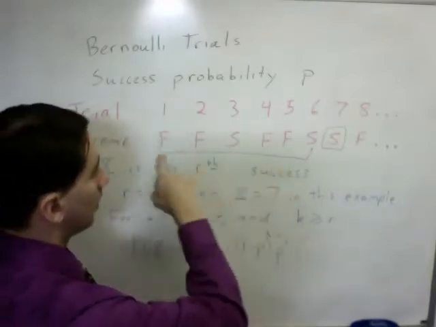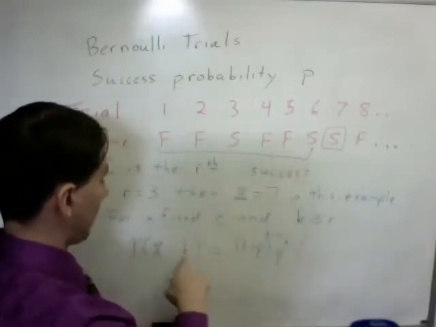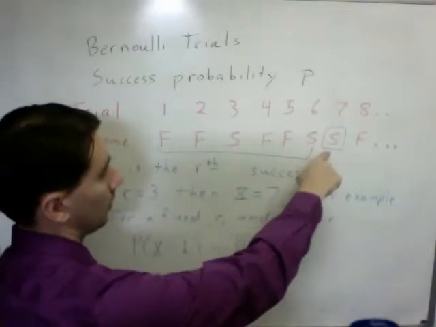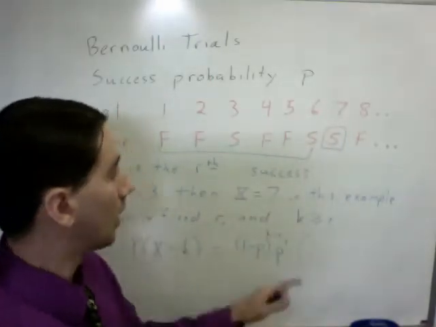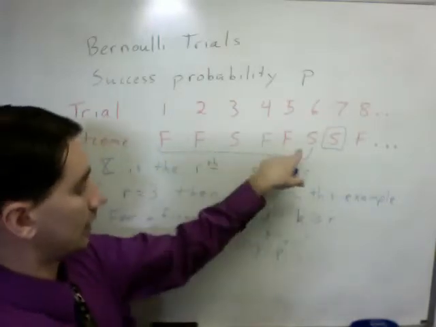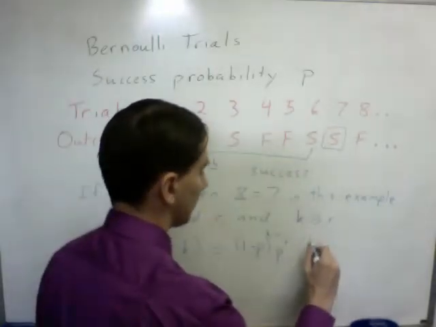So how many letters are here? Well, if k is 7, then we can't count the last one. So the last one has to be a success. You can't rearrange that. But we can rearrange everything before that last success. So we're going to have k minus 1.